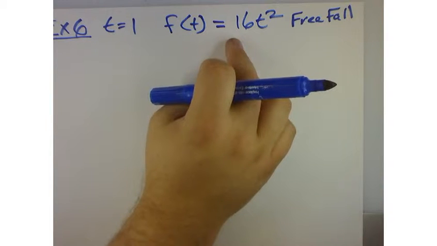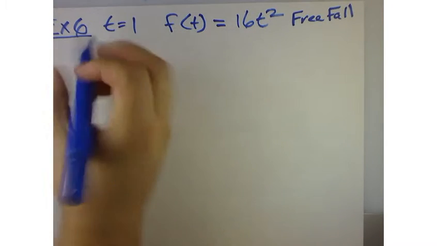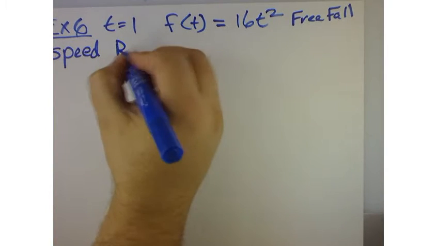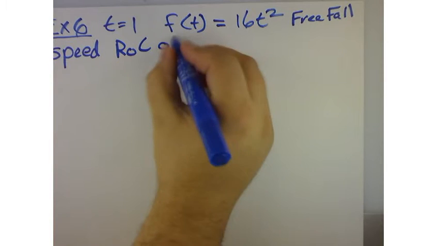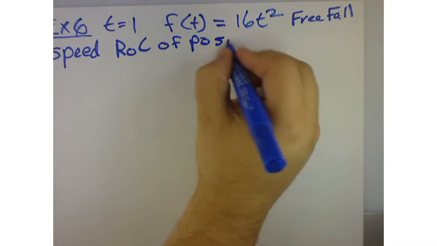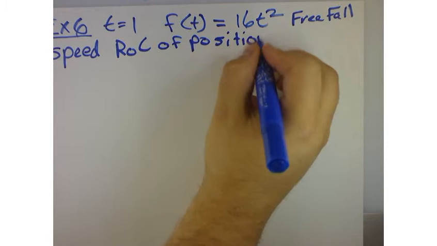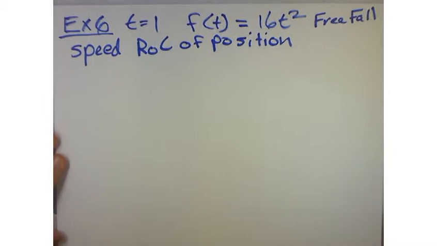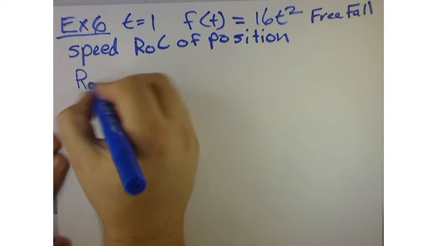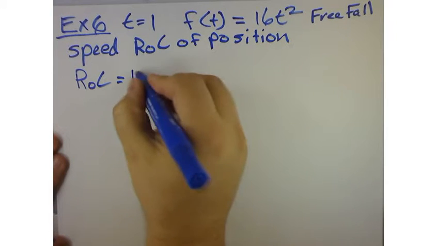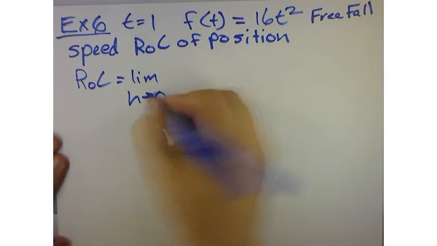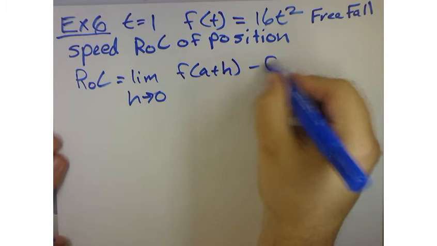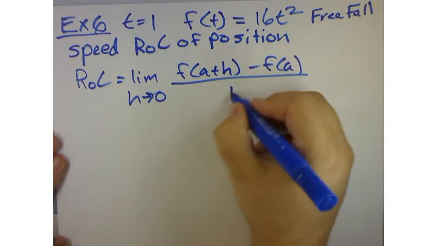Okay? And so what we want to know is the speed. Well, the speed, as you guys recall, was the rate of change. Right? So it's the rate of change of position. So what I need to do basically is find the rate of change of this thing. So let's talk about that and we'll unpack it. The rate of change of this function is equal to the limit as h approaches 0 of f of a plus h minus f of a all over h.